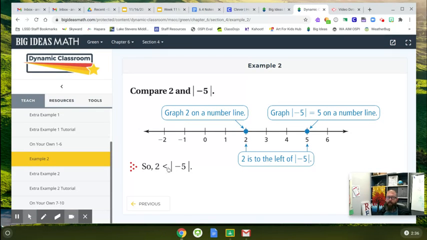So 2 is less than. Now, if there was no absolute value here, it would be a different answer, wouldn't it? Because -5 would be over here, and 2 would be greater. So if you need to pause the video and take a look at that, you can. But remember, now we're talking about not -5 anymore. We're talking about the absolute value of -5, which is actually 5. So that is greater than 2. Okay. Take a deep breath.